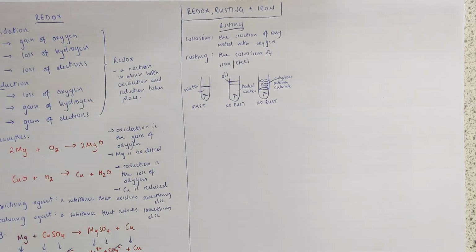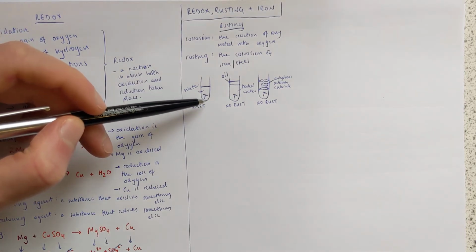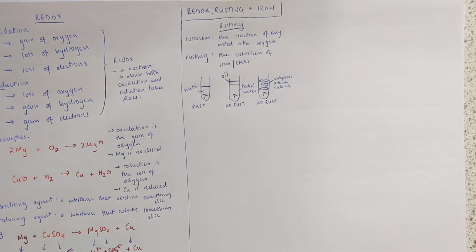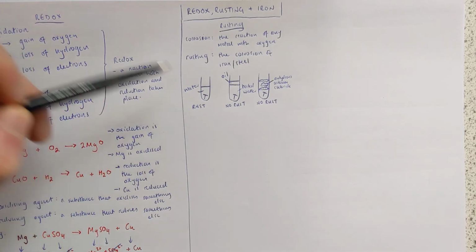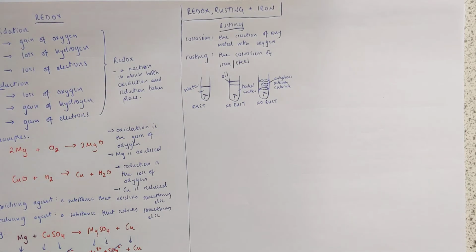The test tube on the left does have water, but water normally has got a little bit of dissolved oxygen in it, and we do find that this does cause rust. What this experiment proves is that for rusting to take place, you need both water and oxygen to be present. It's not enough just to have one by itself, you need both.